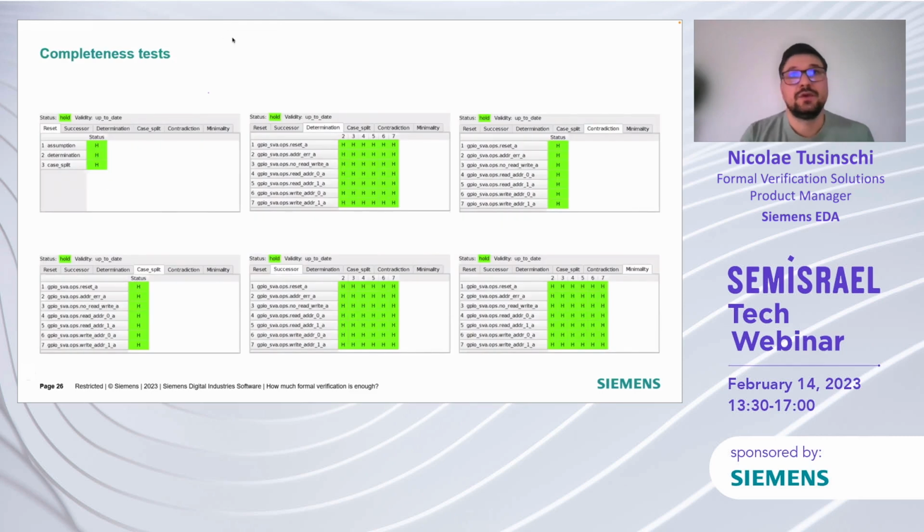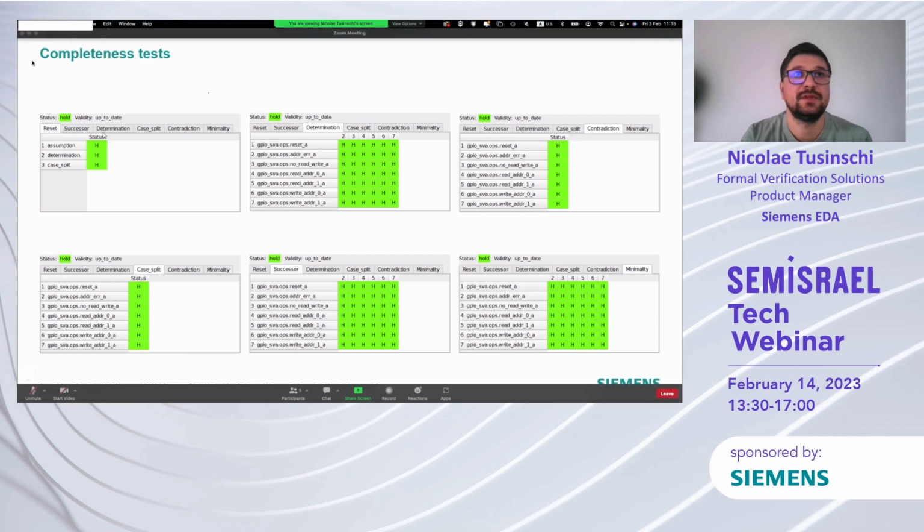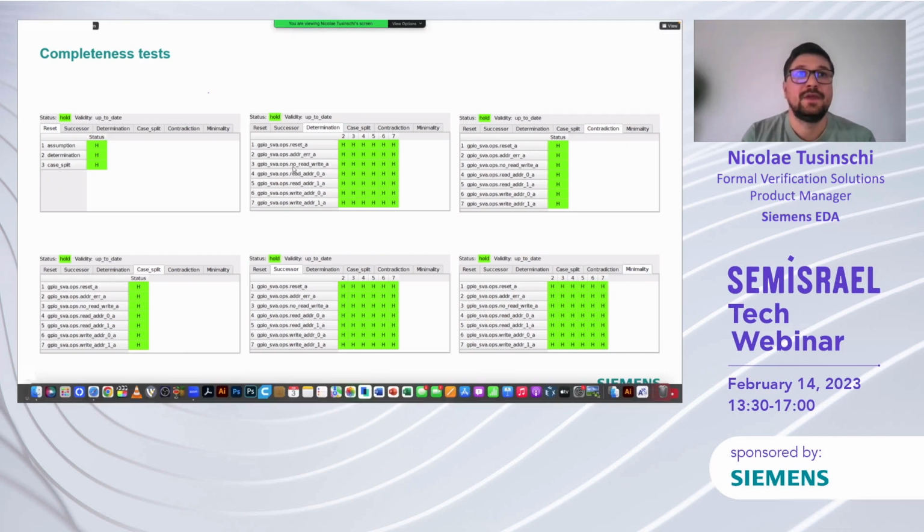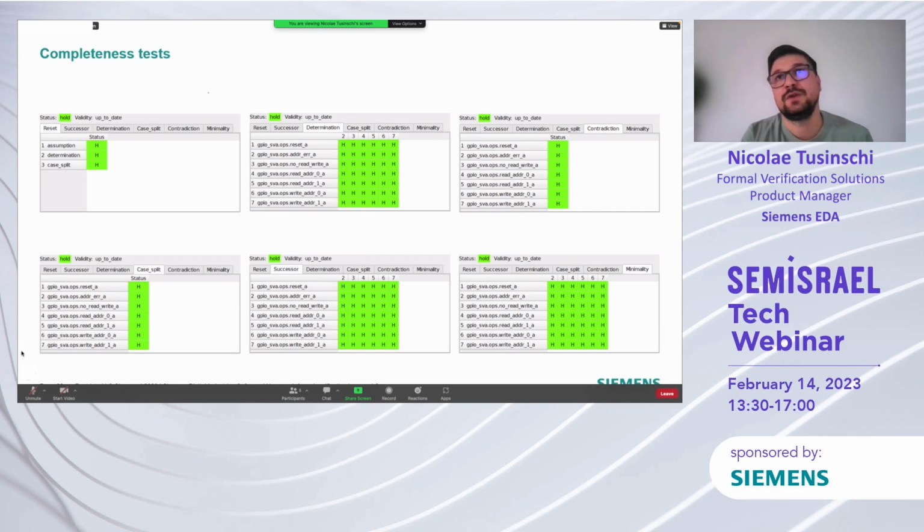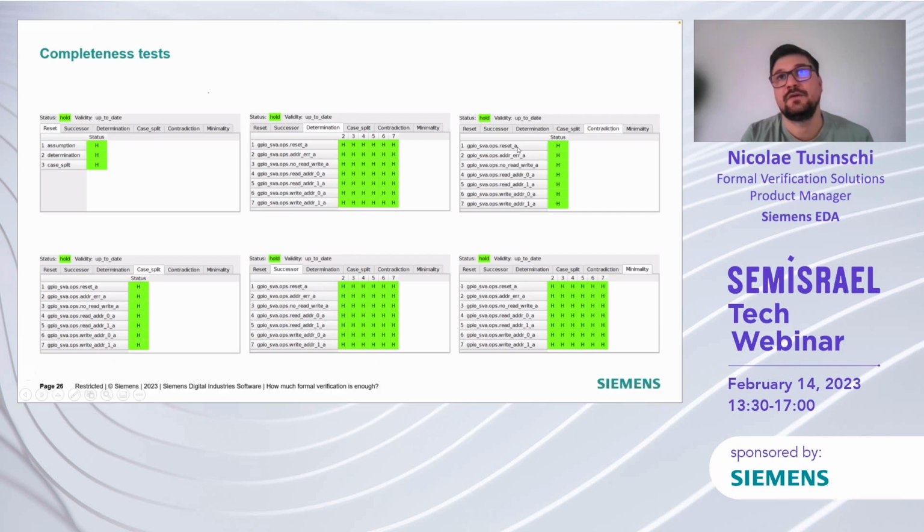All right, so as part of the completeness test to be described, we have the reset part, the reset test, which has the assumption, determination, and case split. We have the determination, which checks the outputs, and then we have the two tests that we have for the input sequence, the case split and the successor. And what you can see here on the right side of the slide, there are two additional extra checks. One is the minimality and the other is the contradiction test.